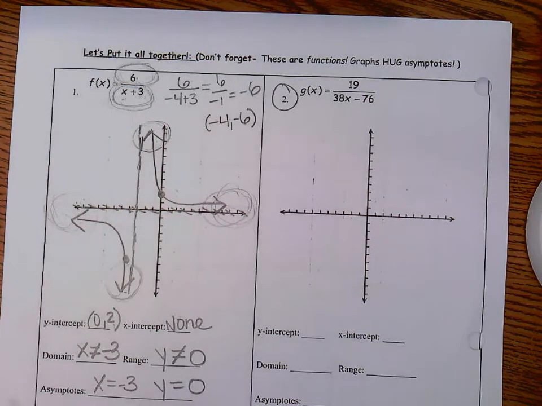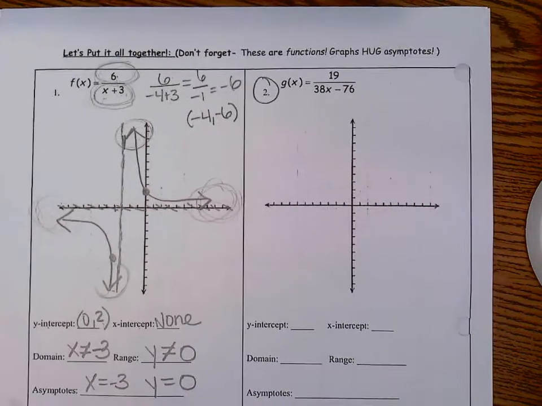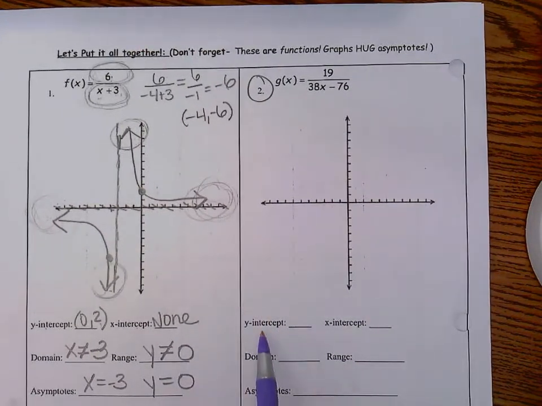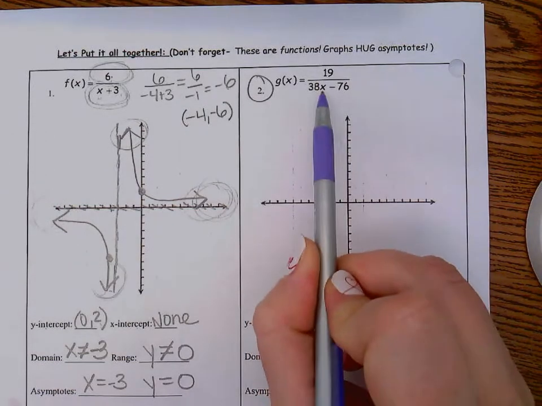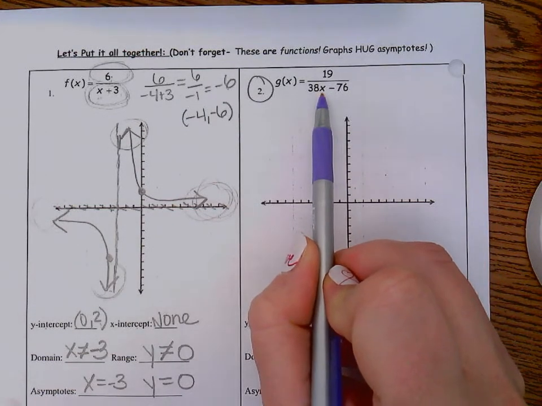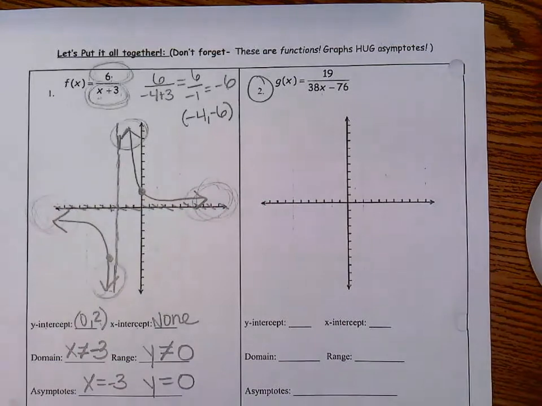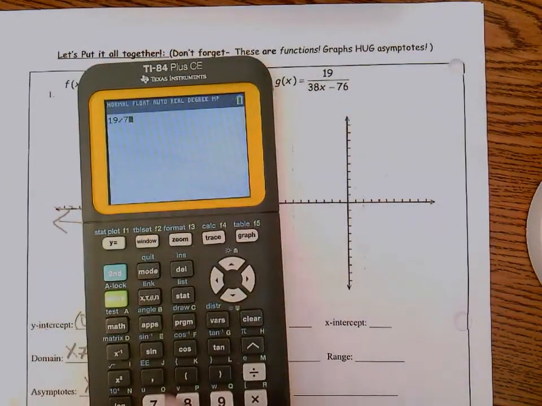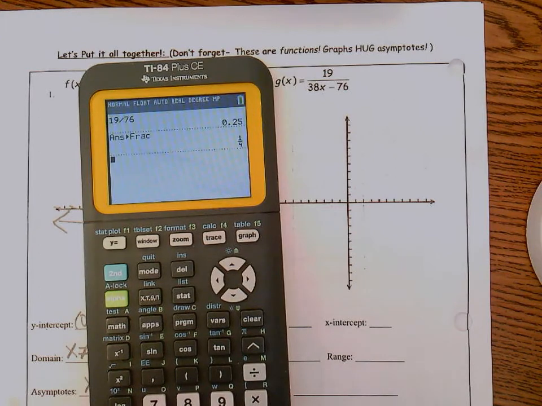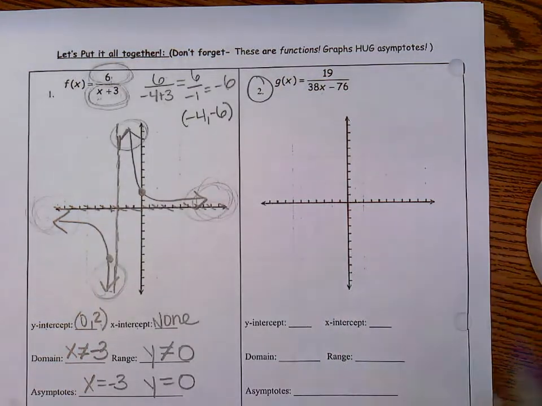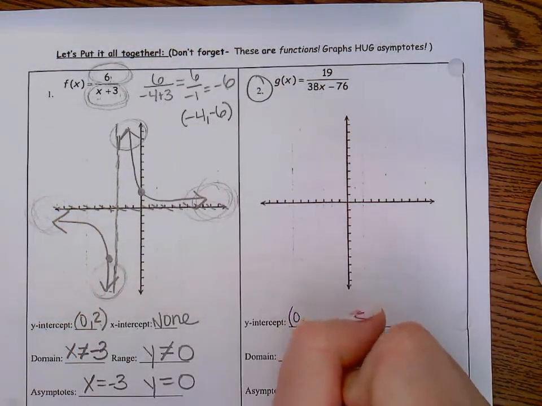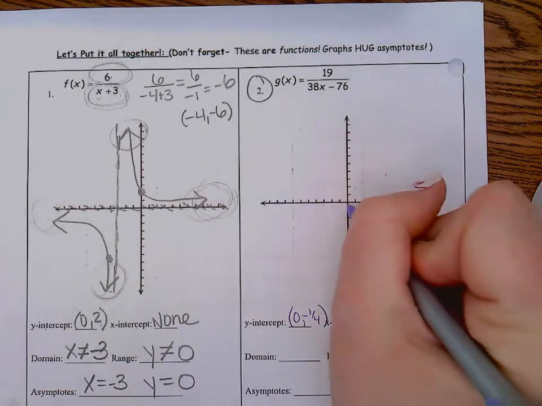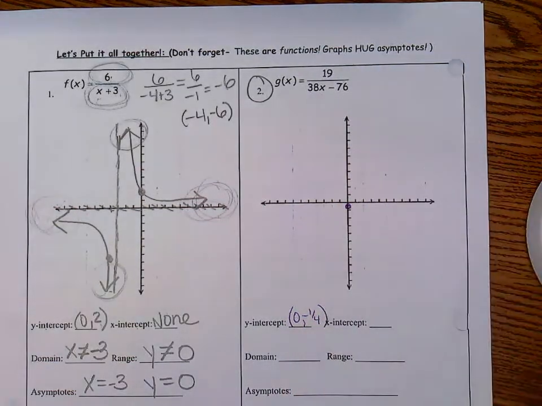So remember, the steps are that we're going to find the y-intercept. You're going to plug in 0 for x in the original equation. So I'm going to get 19 over negative 76. What does that reduce to as a fraction? It reduces to 1/4. So my intercept is at 0, negative 1/4. So I'm going to plot my y-intercept. And now I have to find my x-intercept.